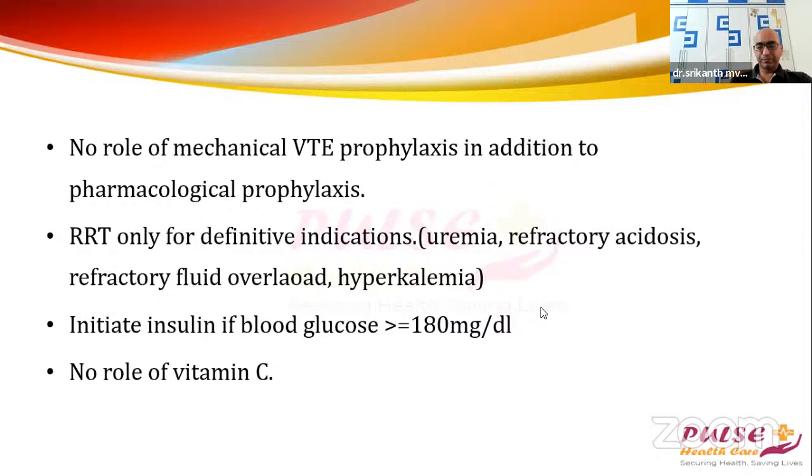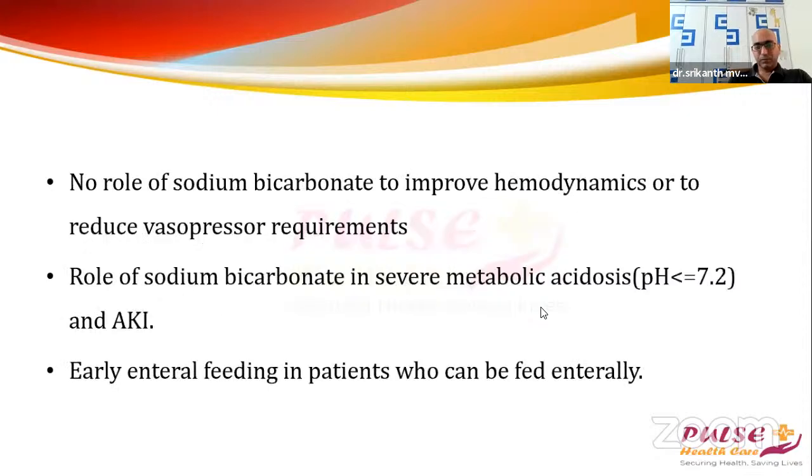initiating RRT is not indicated. Coming to the blood glucose levels, insulin therapy needs to be initiated only when the blood glucose level reaches more than 180 milligrams per deciliter, and the target for blood glucose level should be between 140 and 180 rather than a lower target, as patients might go into severe hypoglycemia. And in the latest guidelines, there is no role of vitamin C.